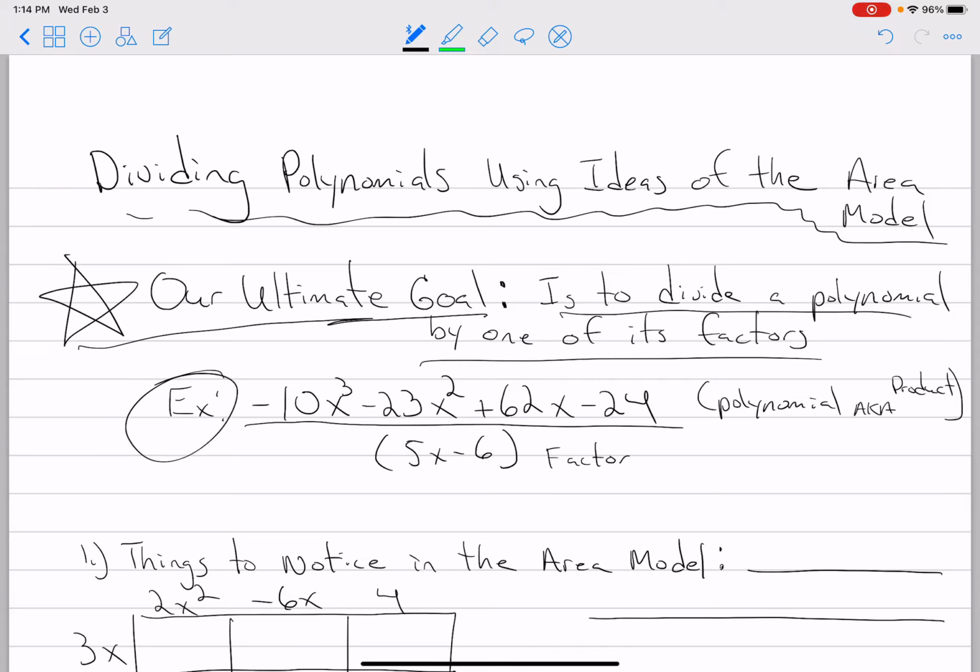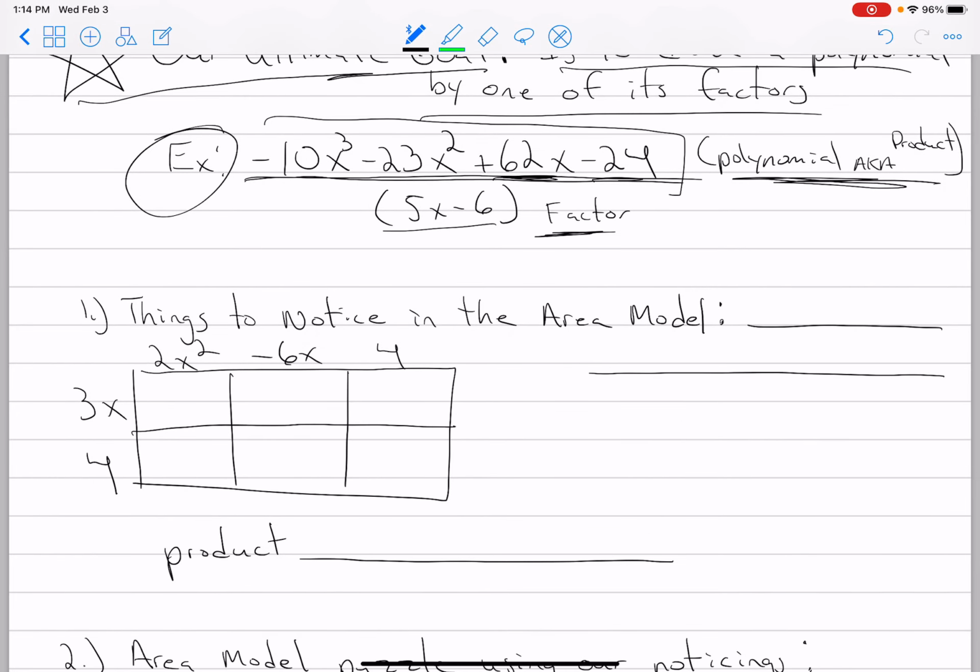For example, I'm going to take this polynomial, negative 10x cubed minus 23x squared plus 62x minus 24. There's your polynomial, aka the product, and divide it by 5x minus 6. That's one of its factors, all right? Again, pause when you need to write all the stuff down.